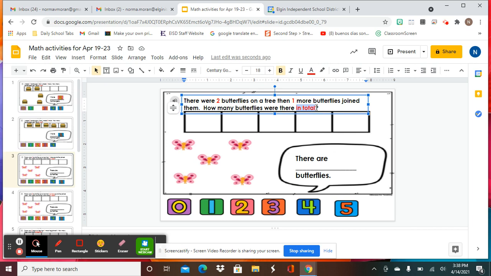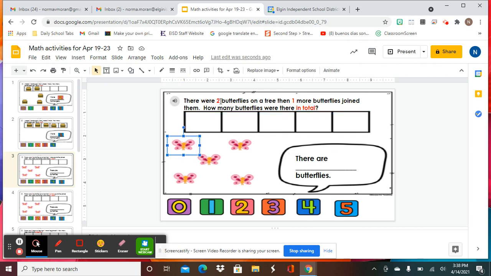Okay, so I'm going to read the word problem one more time, and as I'm reading it, I'm going to start moving the butterflies up to the 5 frame. Okay, there were two butterflies on a tree. So we're going to start with two butterflies. So we're going to move one butterfly and two butterflies.